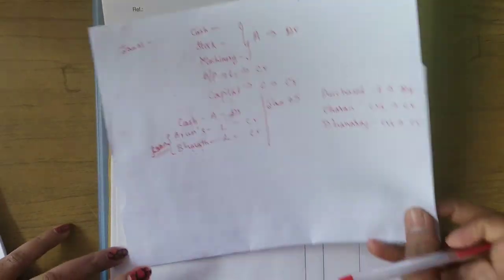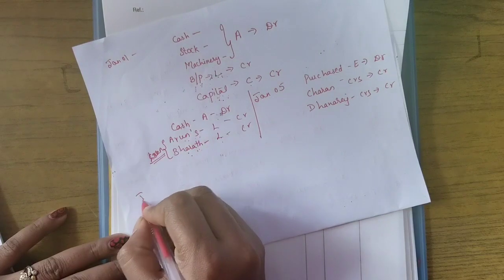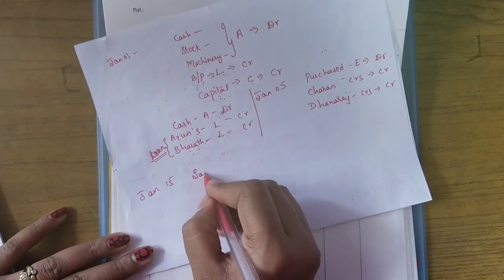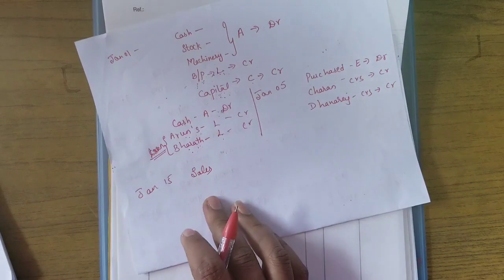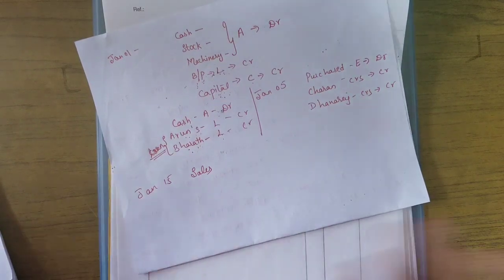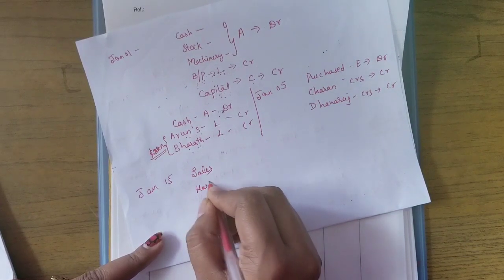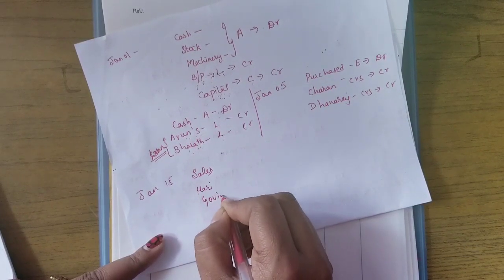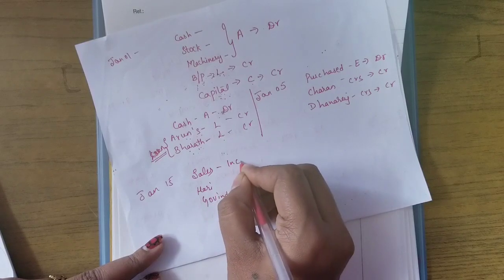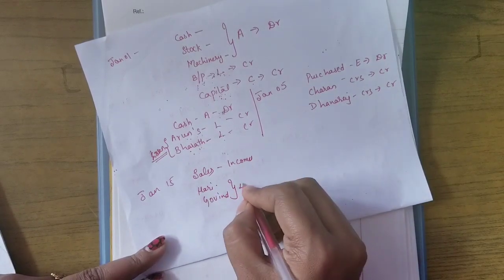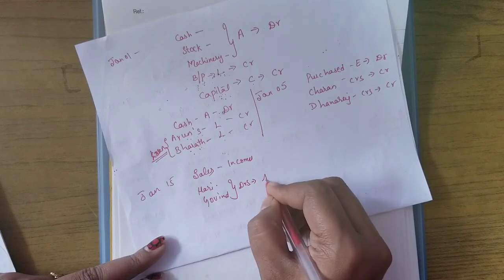sold goods to Hari and Govind. So date number 15, you are selling the goods, which means obviously one aspect will be sales, and it is very clear it is a credit transaction. There is no word of cash, and they have sold for two people. One is Hari, the other one is Govind. Sales is an income, and these two become the debtors, which is an asset.